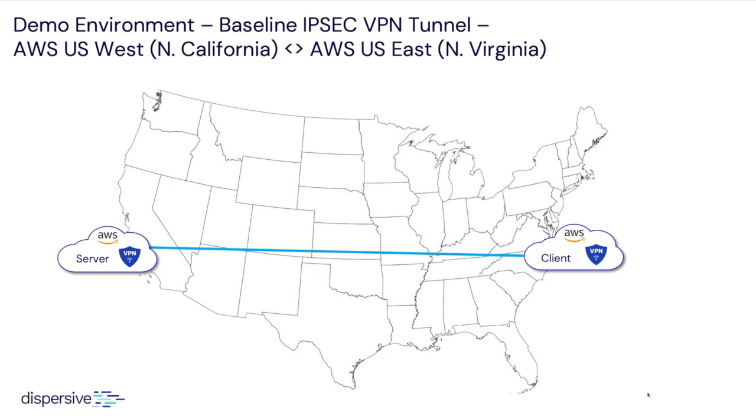For our IPsec VPN solution, we've deployed an OpenVPN client in the AWS US East region and an OpenVPN server in the AWS US West region. There will be a static nailed-up VPN tunnel between the two locations.